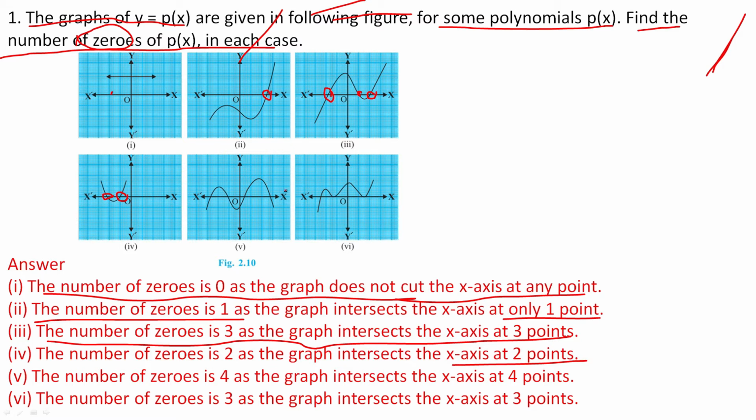In the fifth case, the curve intersects the x-axis at 1, 2, 3 and 4, so 4 different points. So the number of zeros is 4. Last, the sixth case, the curve intersects the x-axis at 3 points: 1, 2 and 3.